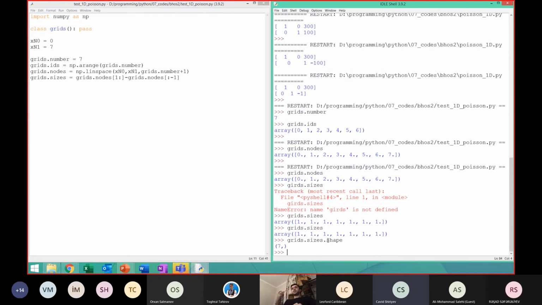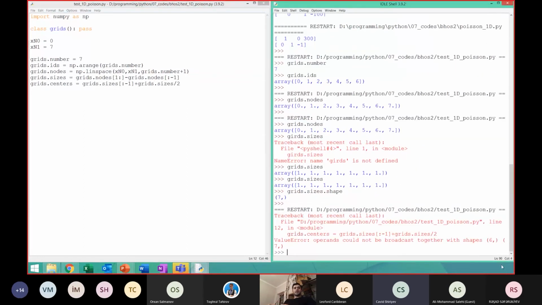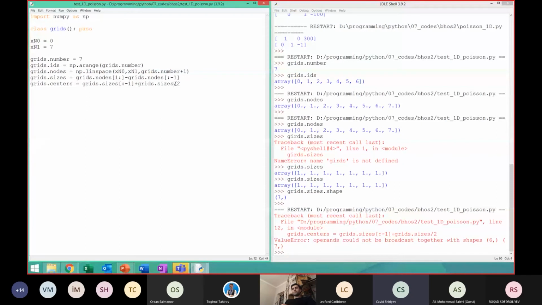So the number of elements is 7, and grid sizes are going to include all the sizes for all the given elements. Now, another thing I need to know is the coordinates of the grid center. I can get the grid center by setting grid center equal to the first set of nodes plus the size of the grid nodes divided by 2. So it's going to be the left boundaries of the given element, plus grid sizes divided by 2. Okay, and if I run this... sorry, it should be nodes, not sizes.